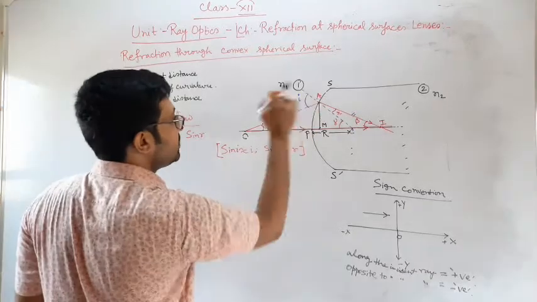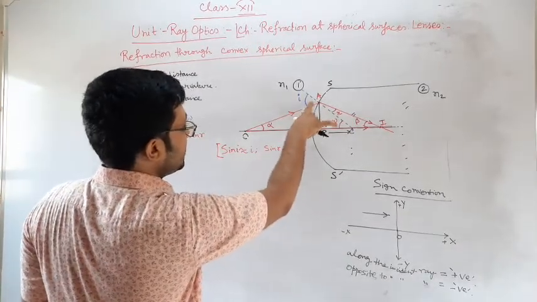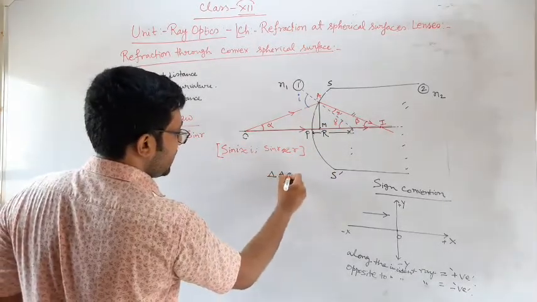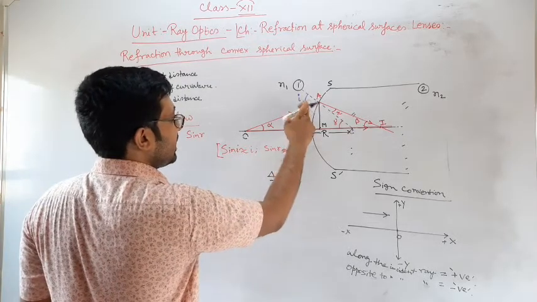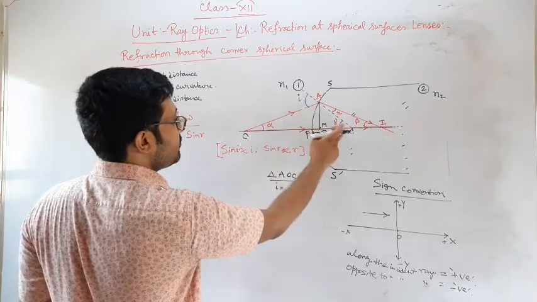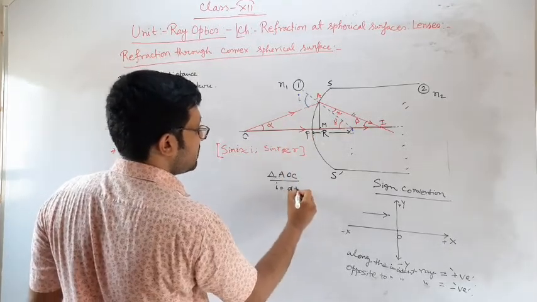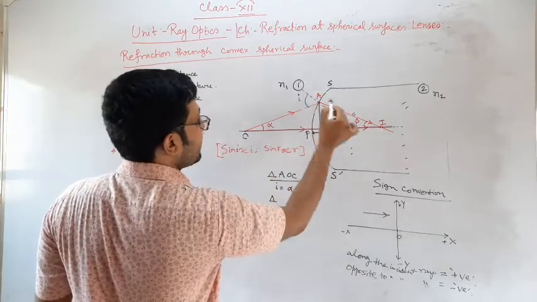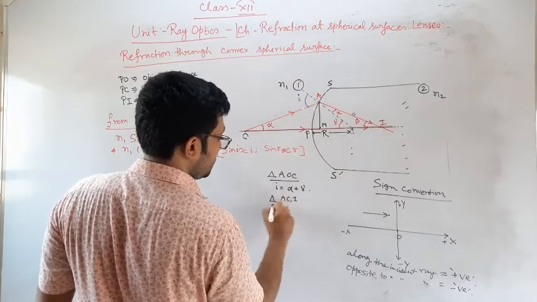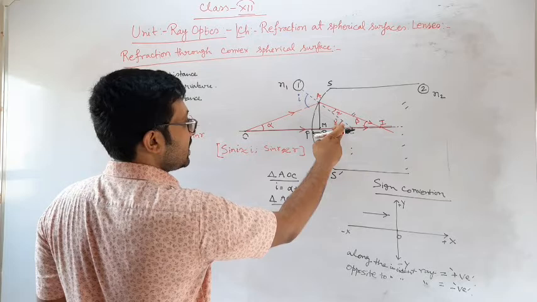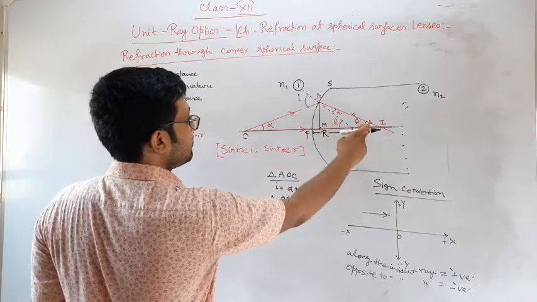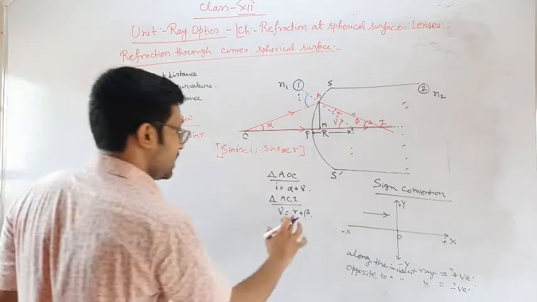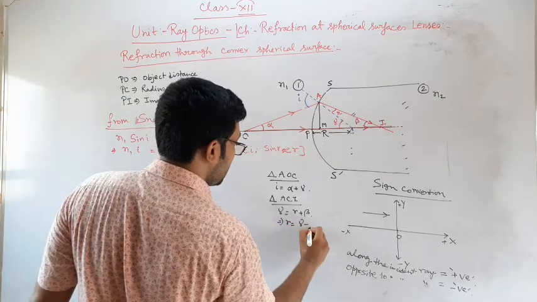Now try to understand. If we consider triangle AOC, i is the external angle. The external angle is the sum of the two opposite internal angles. So i is equal to alpha plus gamma. In the same way, in triangle ACI, gamma is the external angle and its opposite internal angles are r and beta. So gamma is equal to r plus beta, so r is equal to gamma minus beta.